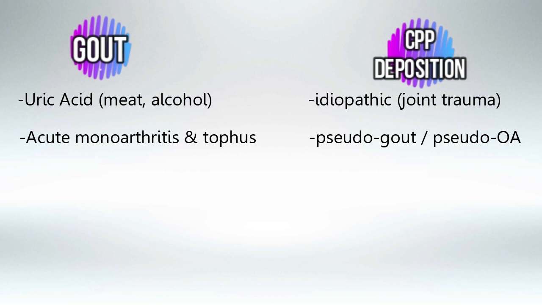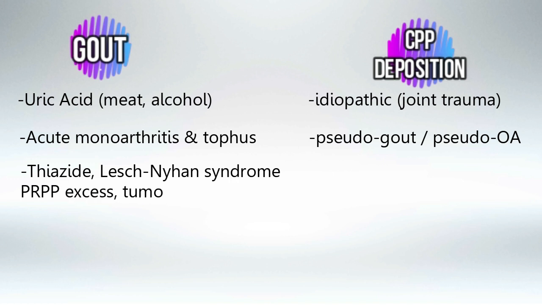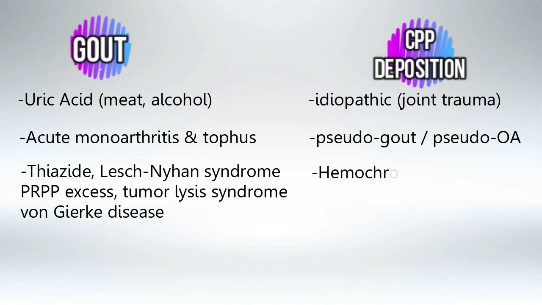Now, gout is associated with a couple of conditions, and they are thiazide use, Lesch-Nyhan syndrome, PRPP excess, tumor lysis syndrome, and von Gierke disease. Calcium pyrophosphate deposition is only associated with hemochromatosis and hyperthyroidism.